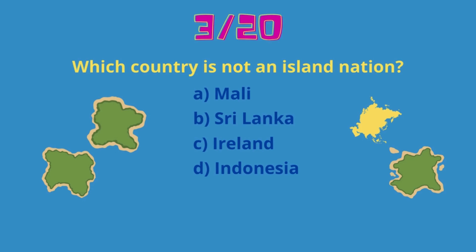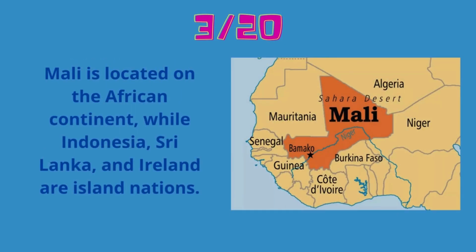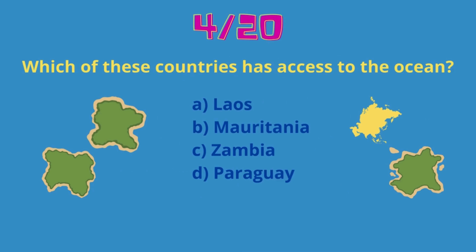Mali. Sri Lanka. Ireland. Indonesia. Mali is located on the African continent, while Indonesia, Sri Lanka, and Ireland are island nations. Which of these countries has access to the ocean? Laos. Mauritania. Zambia. Paraguay.